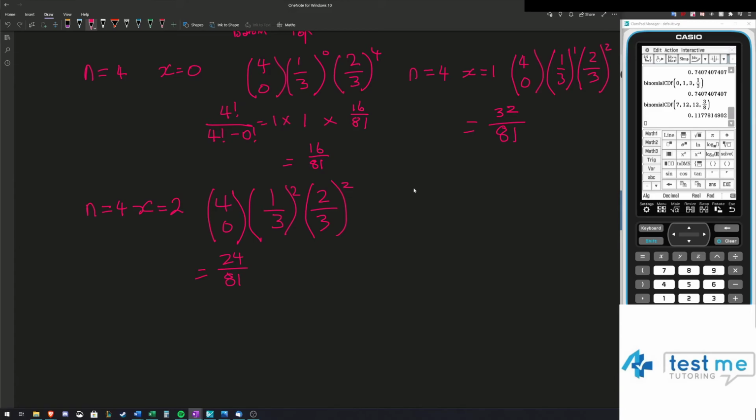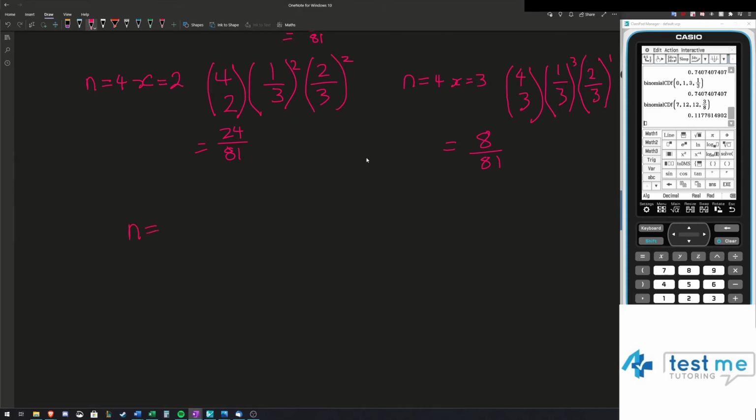Now we'll look at x equals 3. And silly me, I have gone all over the place, haven't I? That's a 3, that's a 1, and that's a 2. Apologies for all of that. Yeah, I don't know why. Maybe it's after 3 hours of tutoring. So 4 and 3 here. 1 over 3 to the 3. And therefore that's 2 over 3 to the 1. Okay, and that gives us a value of 8 over 81. Alright.